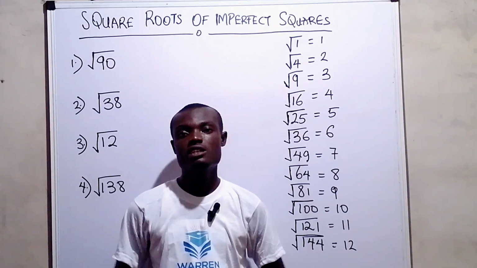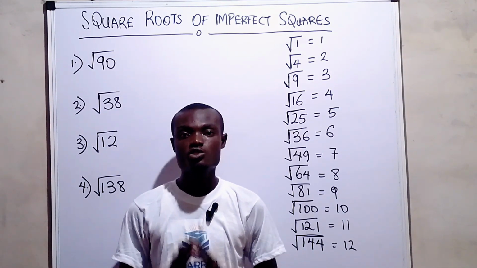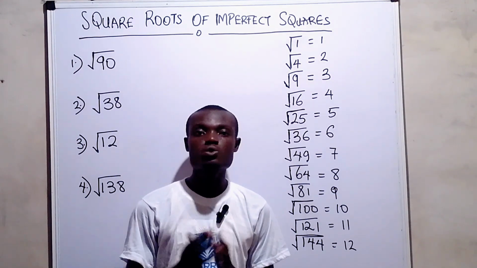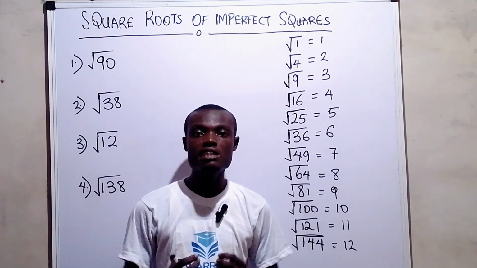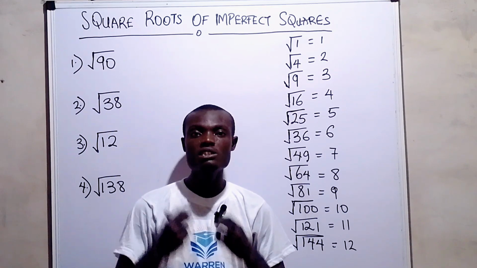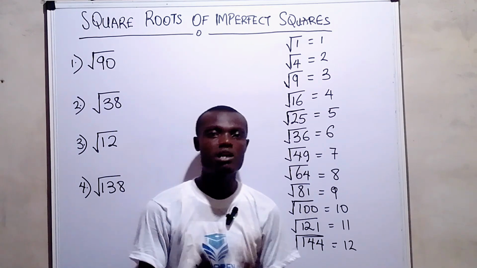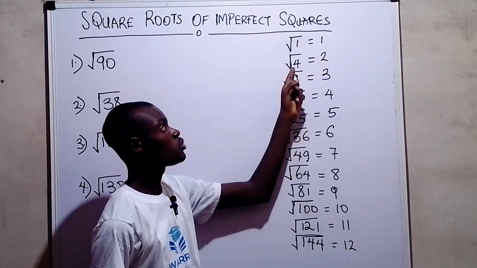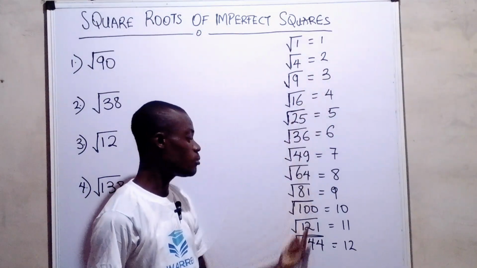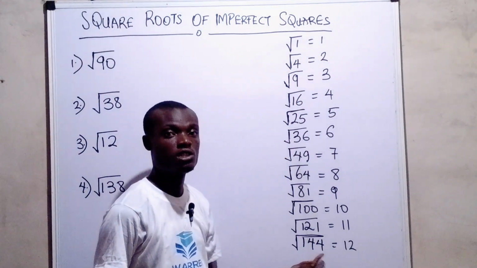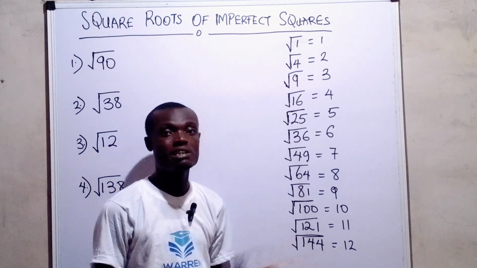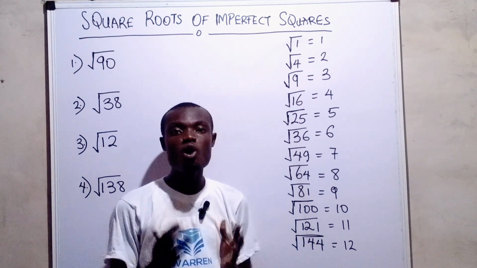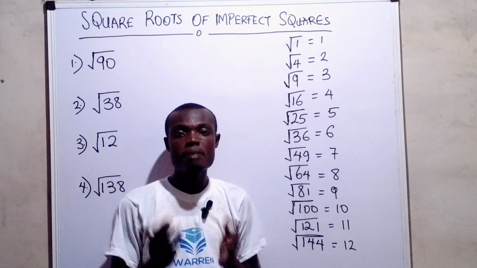In mathematics, there are numbers that are regarded as perfect squares and others are called imperfect squares. By perfect square, we mean that whenever we take the square root of these numbers, they will always give us a whole number. For example, the square root of 1 is equal to 1, the square root of 4 is equal to 2, and if you come down to the square root of 144, it's equal to 12. There are other numbers that are not here, but they will always give us a whole number. So we call these categories of numbers perfect squares.